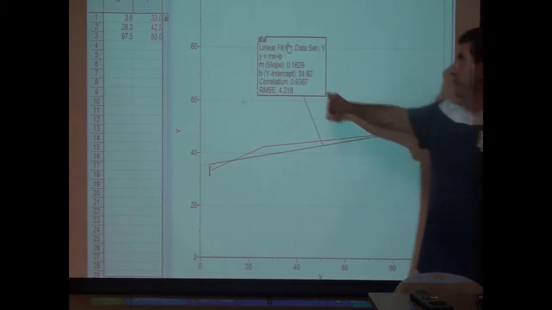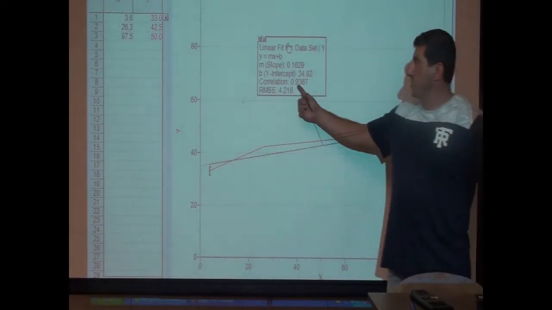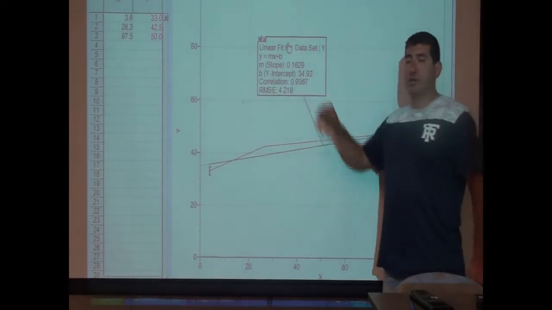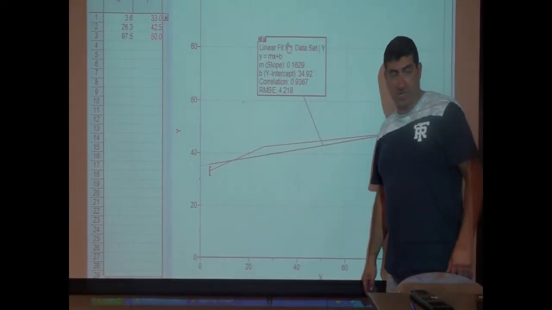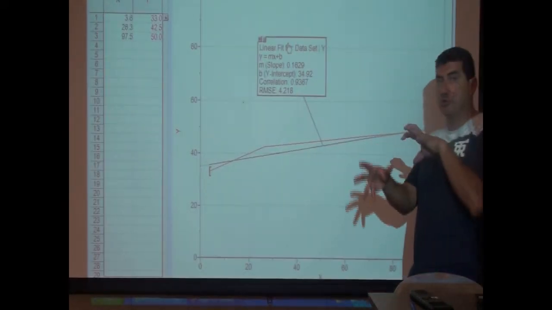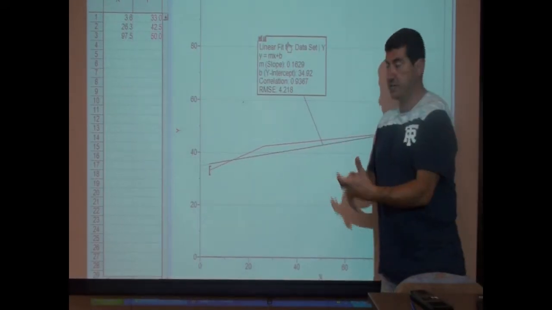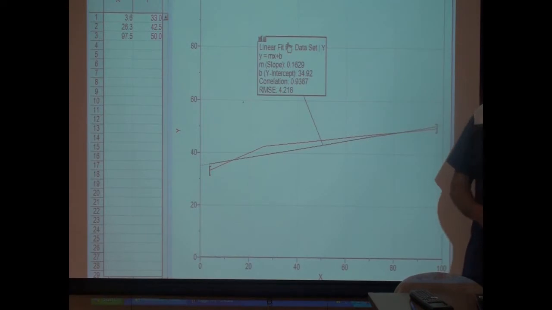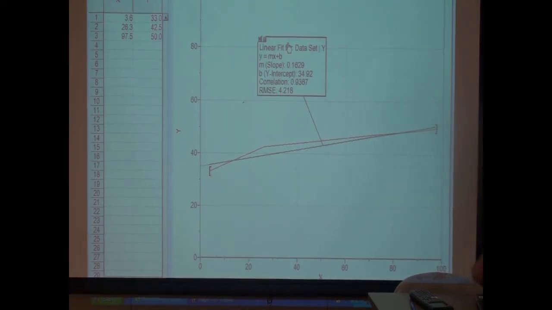So the slope 0.1629, the correlation 0.9367. So actually, it gives me a better correlation value, 0.9367. So it's correlated. How good of a straight line is that correlated to? 0.9367. So we get only about 7% off there. So let's write that one down.